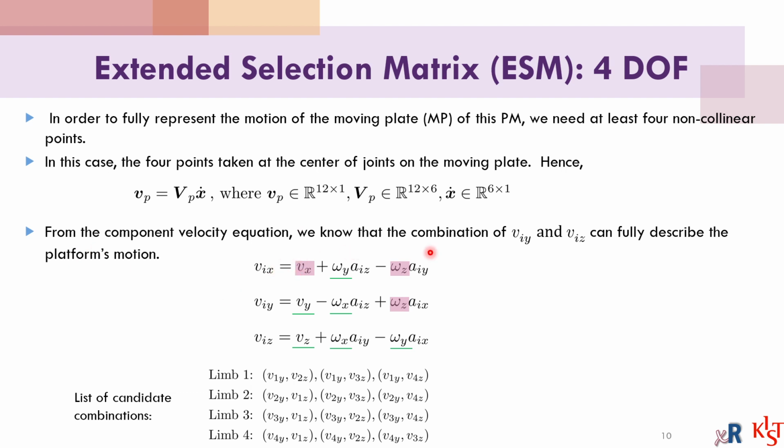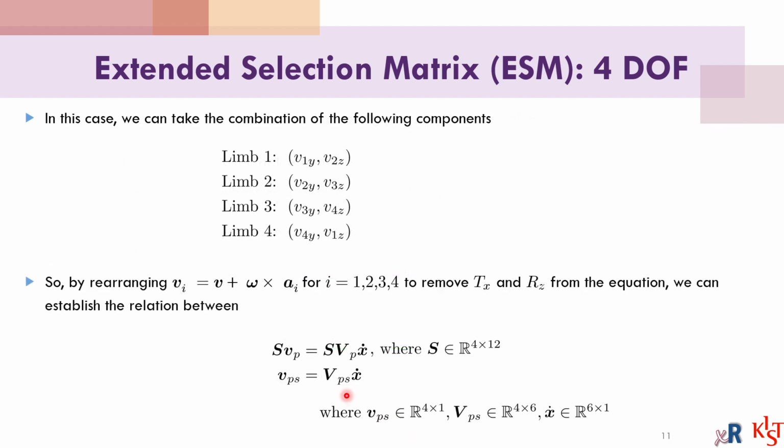From the component velocities, we can clearly see that component Viy and component Viz can fully describe the motion of the moving plate. If we combine these two components from different points, we can fully describe the motion of the moving plate. The combination is not unique: for each limb relation with the point's velocity, we can have 3 candidate combinations, and for 4 limbs in total, we will have 12 different combinations. We can take any of those combinations to represent the moving plate velocity with linear velocity.